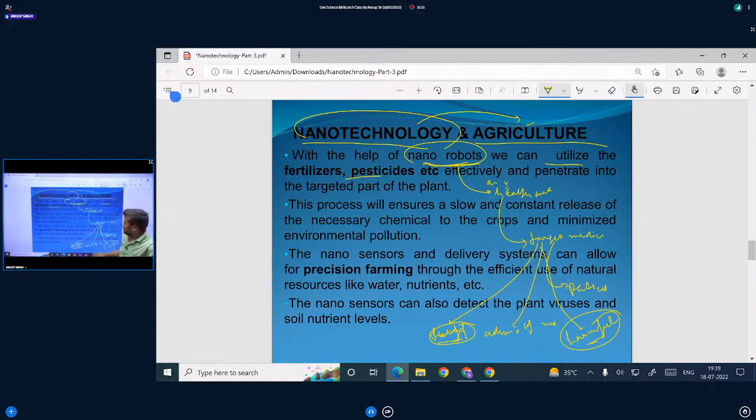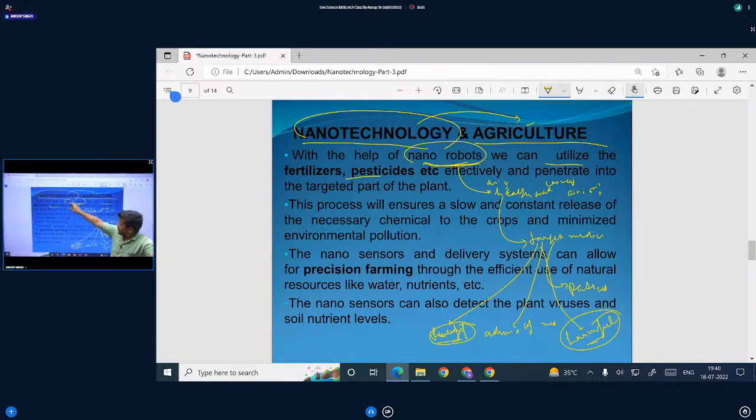Okay, because with the conventional method, spreading the fertilizer with free hands will pollute the air, and it also pollutes the soil. Even the excess use of the chemical is dangerous. Also, it involves a large amount of cost.